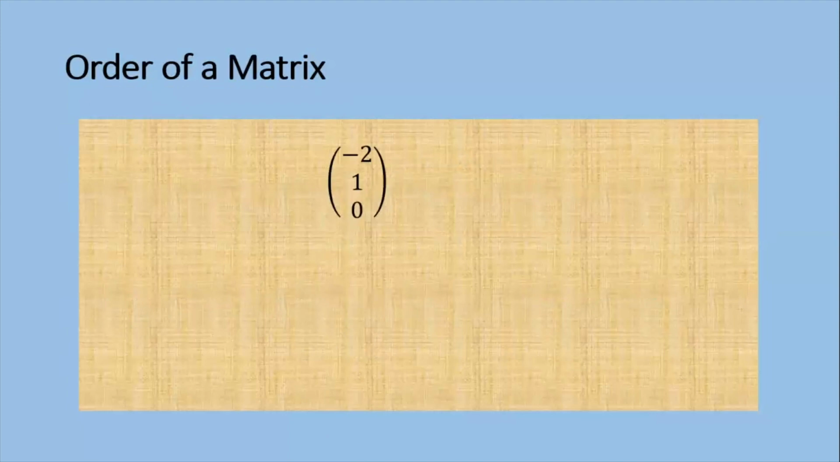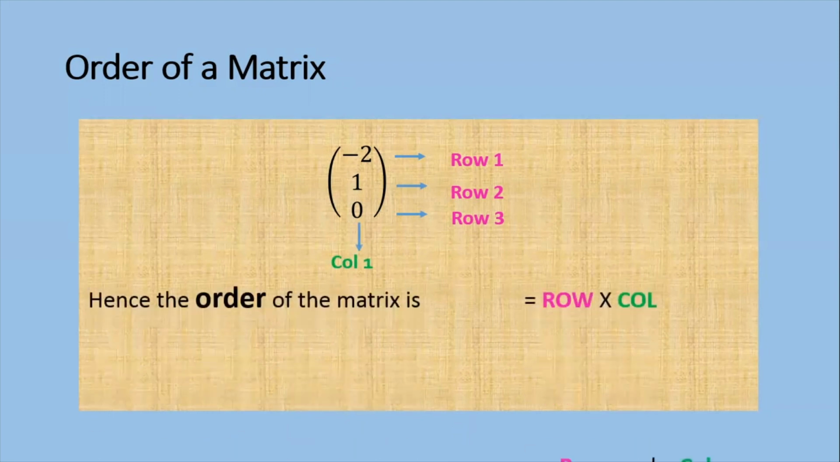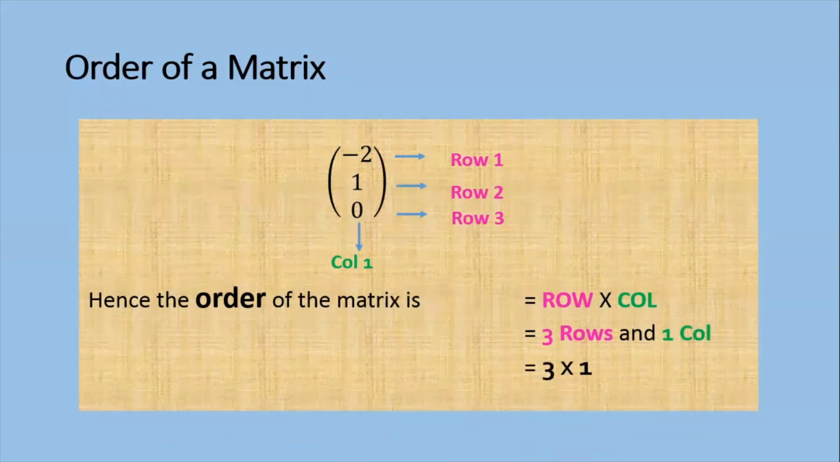Let's take another example. Minus 2, 1, 0. Okay, how many rows can you see in there? Let's see it together. So that will be row 1, row 2, and row 3. Do we have any columns? Yes, we've got 1 column. So the order of the matrix will be row times column, that is 3 rows and 1 column. And it is a 3 by 1 matrix.